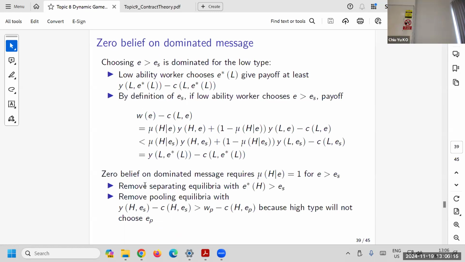Okay, so the low type would get this, right? So you can easily prove it because I already showed you, because it's beyond the indifference curve. So it must be the case that the low type already is better off than everything above ES. So this is the first thing we remove. The second thing we remove is pooling equilibria.